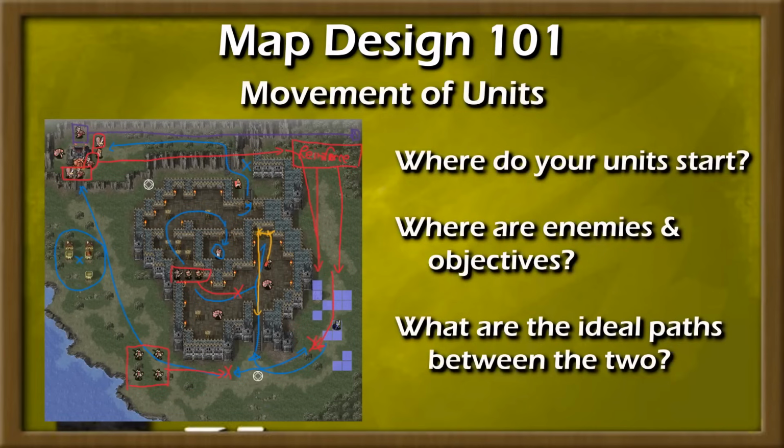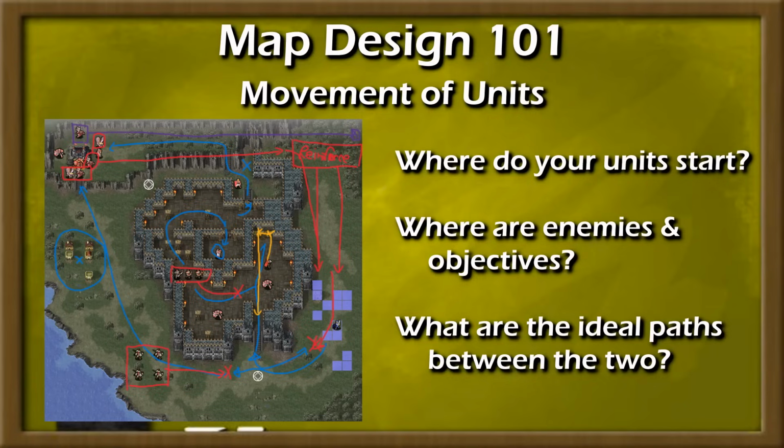Movement of units is the largest portion of map flow. Simply put, where do your units start, where are the enemies and objectives, and what are the ideal paths between the two? A map with one clear way forward, be it through a long and winding tunnel or across an open field, could be said to have a linear map flow. A map that splits your army into two could be said to have divided map flow.